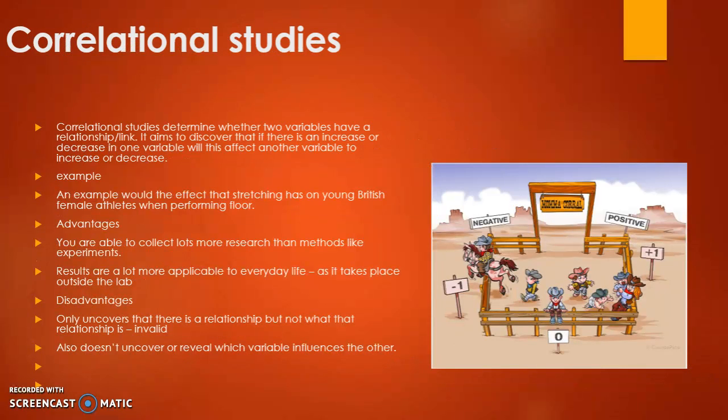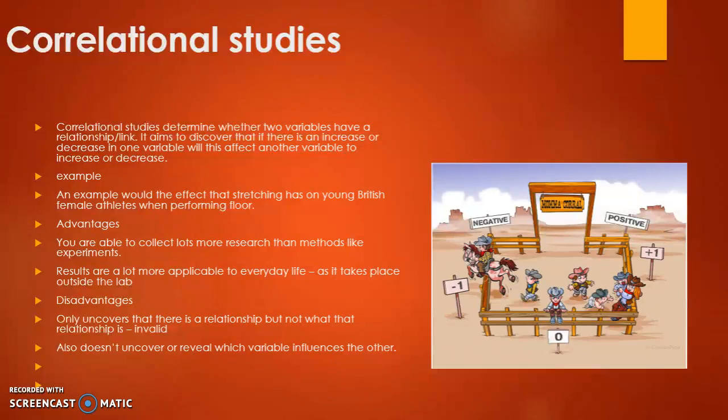Correlational studies. Correlational studies determine whether 2 variables have a relationship or link. It aims to discover that if there is an increase or decrease in one variable, will this affect another variable to increase or decrease. An example would be the effect that stretching has on young British female athletes when performing floor.